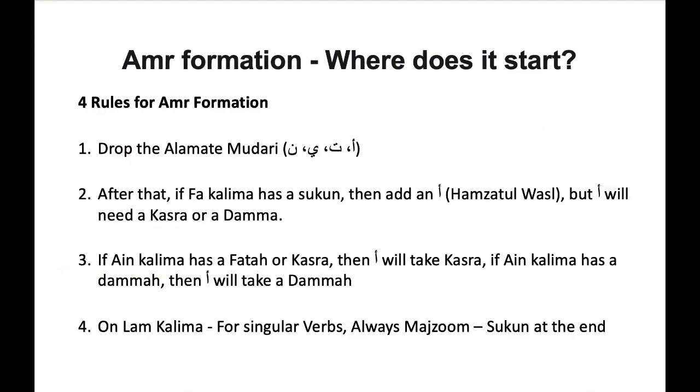In this chapter, we have explained 4 rules for Amr formation. Number 1 rule. Drop the alamat mudari: a, ta, ya, na. Number 2. If fa kalima has a sukun, then add an alif or hamzatul wasl. But alif will need a kasra or a dhamma. Number 3. If ain kalima has a fatha or kasra, then alif will take kasra. If ain kalima has a dhamma, then alif will take a dhamma. Number 4. On lam kalima, for singular verbs, always mazzoom. It means there will be a sukun at the end.